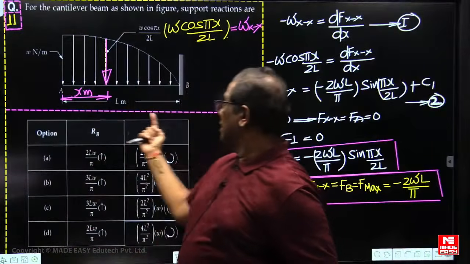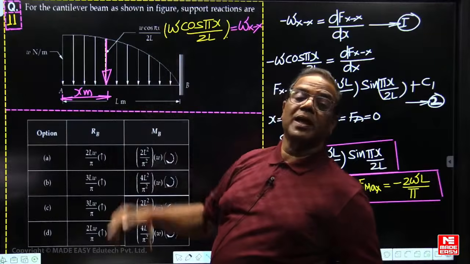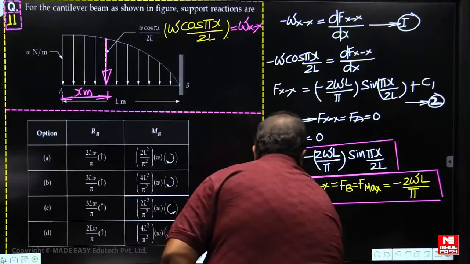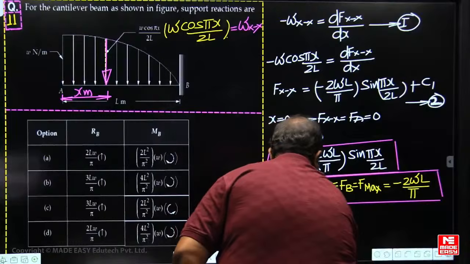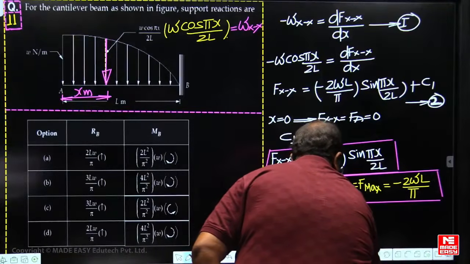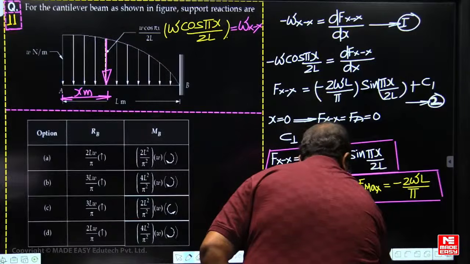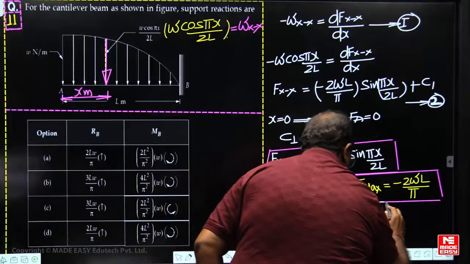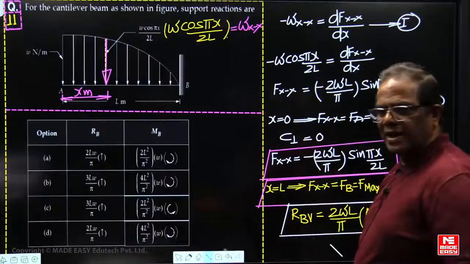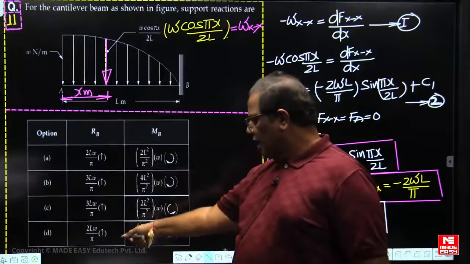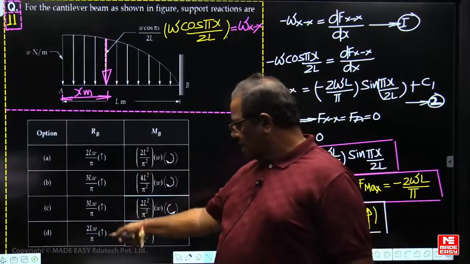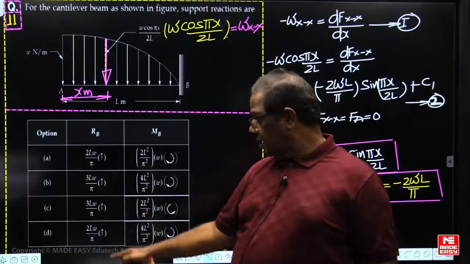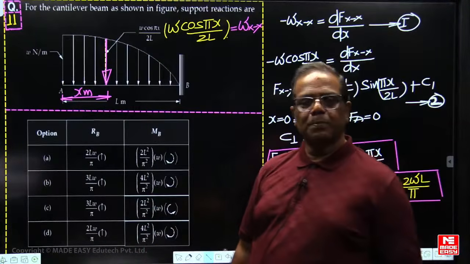So shear force is negative. Here shear force negative means what? Vertical reaction should be upward. So directly this itself is the vertical reaction at B: 2WL upon pi. Means either A or D should be correct. Then how to identify the bending moment? A or D should be correct. Now I can use the elimination process.